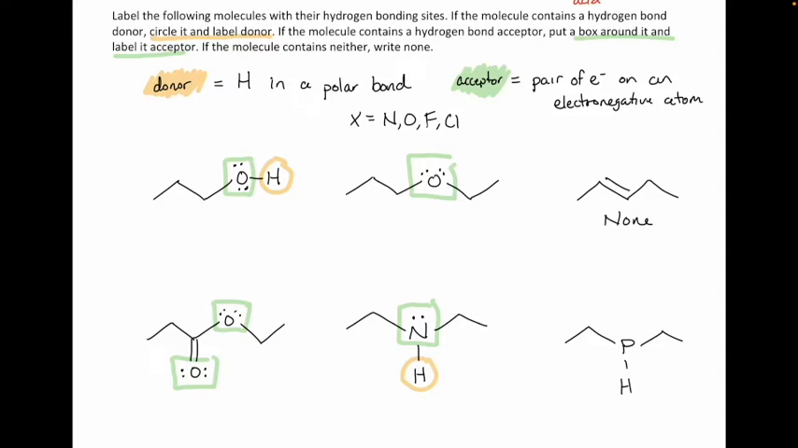All right, and this last one here, phosphorus also has a lone pair. Does this have any donors or acceptors? So importantly, phosphorus is not on our short list here. It doesn't make the cut. Phosphorus is just not electronegative enough to participate in hydrogen bonding. Yes, it has that hydrogen bound to it. Yes, it has a lone pair, but it's not an electronegative enough atom to be considered hydrogen bonding. So this has neither a donor nor an acceptor. It's got to be one of these shortlist atoms here: nitrogen, oxygen, fluorine, or chlorine.